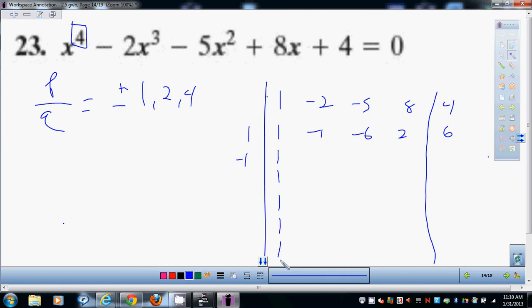Let's try 2. 2 plus negative 2 is 0. 0 times negative 5 plus... I don't think so. Did I? You're right, it would be 10. But we're still going to get it wrong. Okay. Negative 10 plus 8 is negative 2. Negative 4 plus 4 is 0.